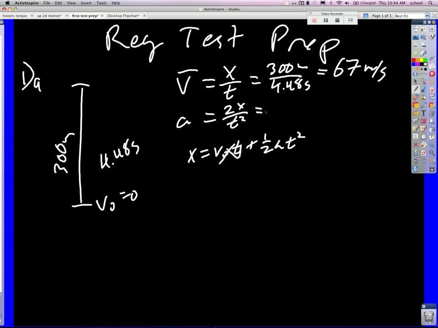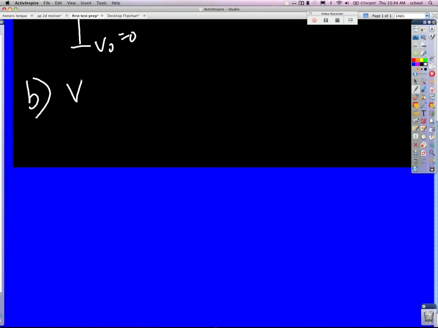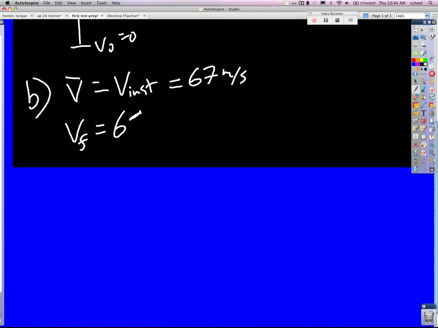Bingo. Now to the instantaneous velocity. So we know the average velocity to be, what was it, 67? 67 meters per second. So the question is, when is the instantaneous velocity 67 meters per second? Or when is v final 67 meters per second? Well, this is pretty straightforward because I know the acceleration, don't I? Which is 30. So I just say Vf is equal to V0 plus at.